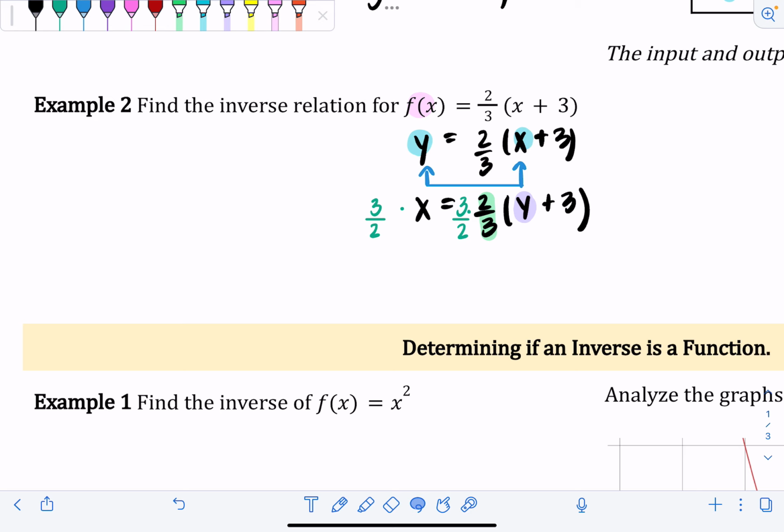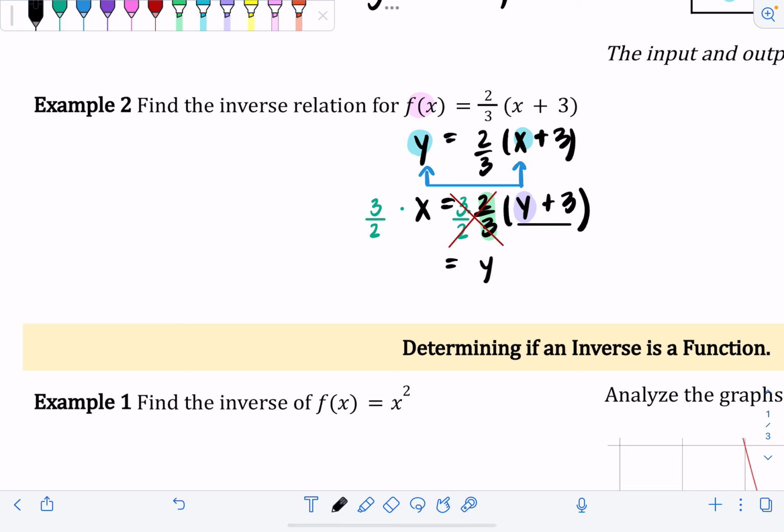Okay, so now what this does is if I multiply any fraction by its reciprocal, they multiply together just to get 1. So they essentially cancel each other out in terms of multiplication. So 2/3 times 3/2 is just 1, but I don't have to write that 1. I can just bring down the y plus 3 that was inside parentheses up here.